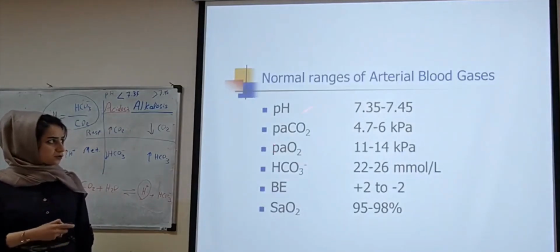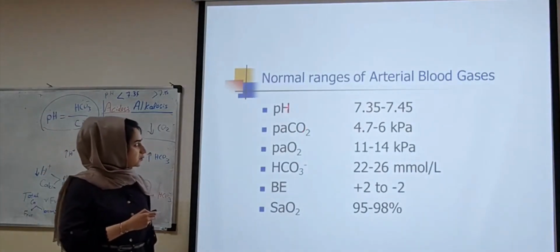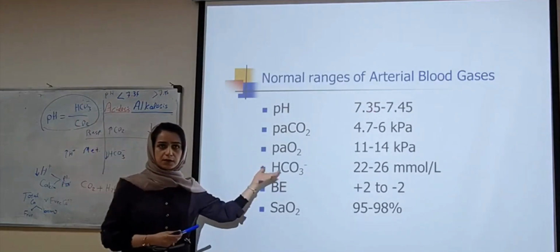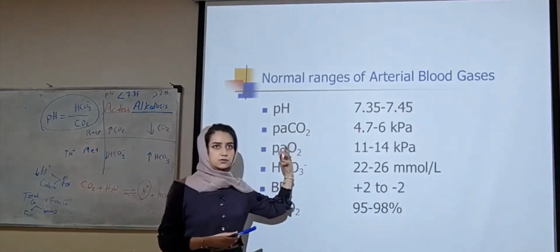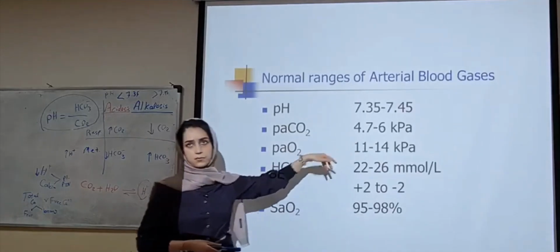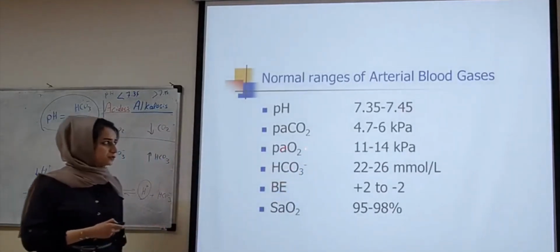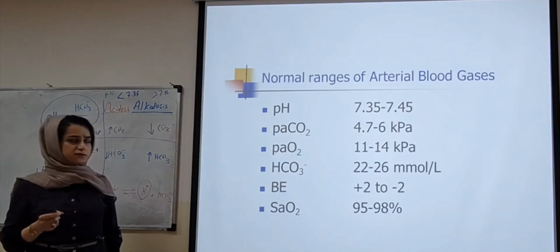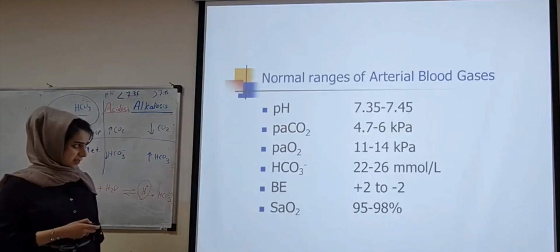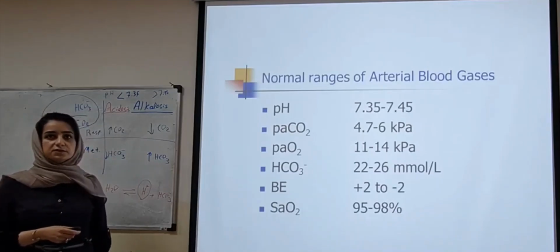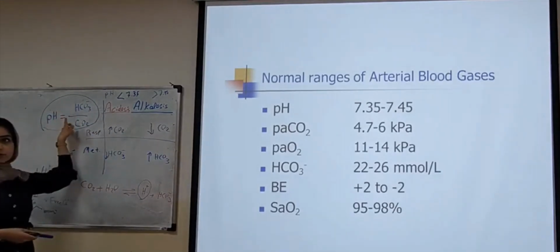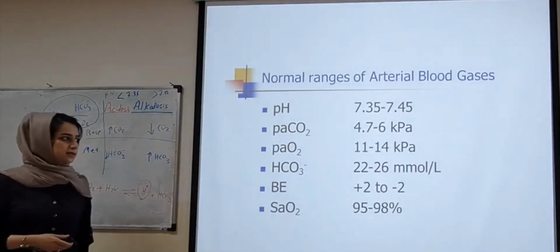And you should know these ranges, especially of the pH. You know we discussed this. CO2 normal range is 4.7 to 6 kilopascal. Normal range of PO2 is 11 to 14, and you can see 13.3 in some references. And HCO3 is 22 to 26 millimole.